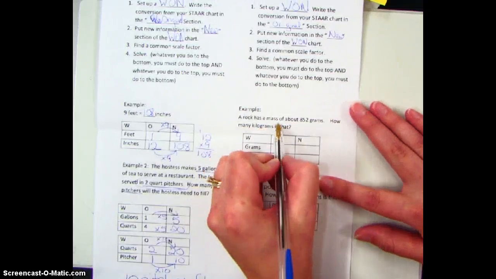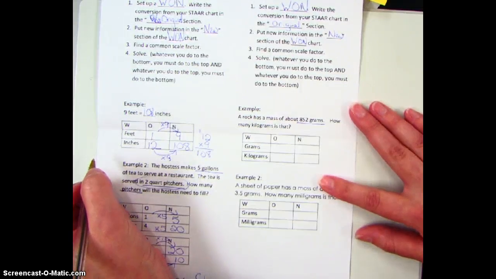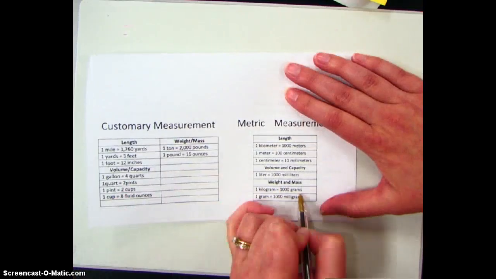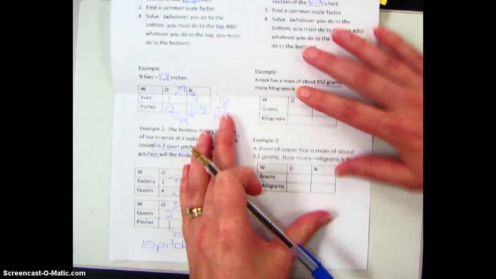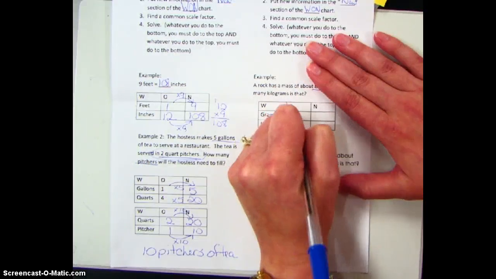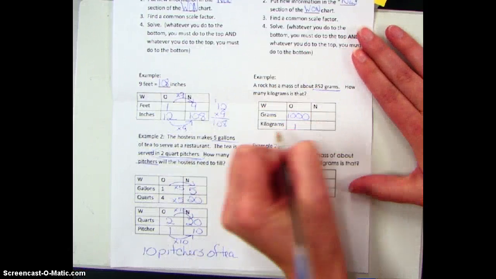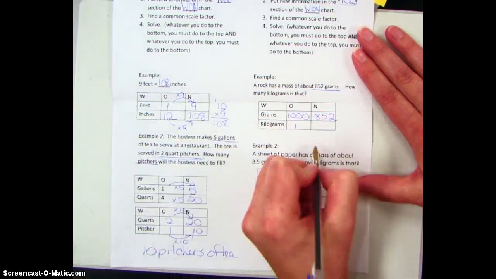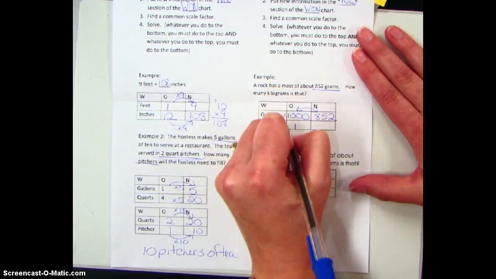A rock has a mass of about 852 grams. How many kilograms is that? First thing I've got to do is figure out how many grams are in a kilogram. All right, grams, kilogram. 1 kilogram equals 1,000 grams. Put that in our original information. And then 852 grams. And then I'm going to have to do a conversion. But when I look here, I don't see a conversion. Neither this way nor that way. So I'm going to go to the side.